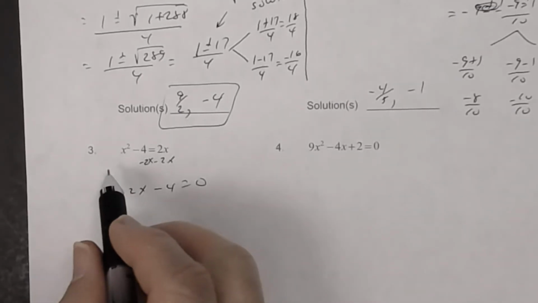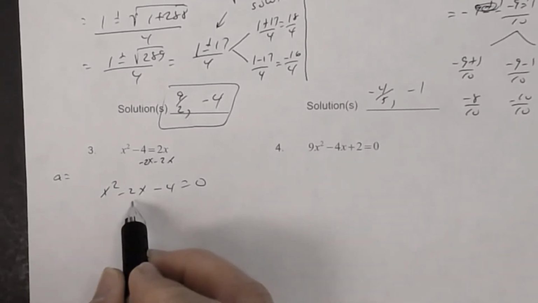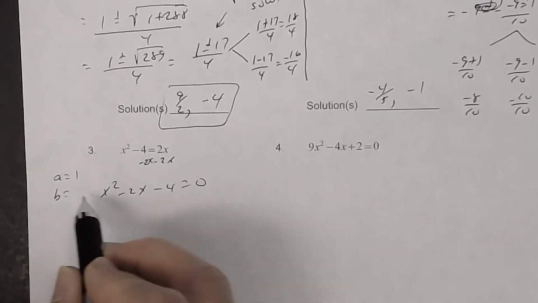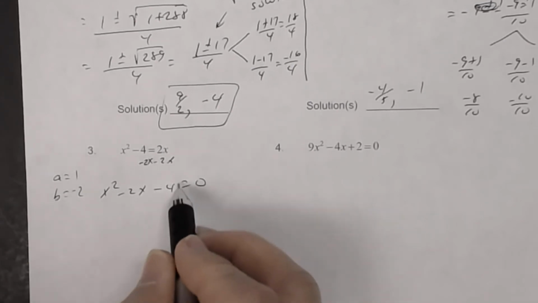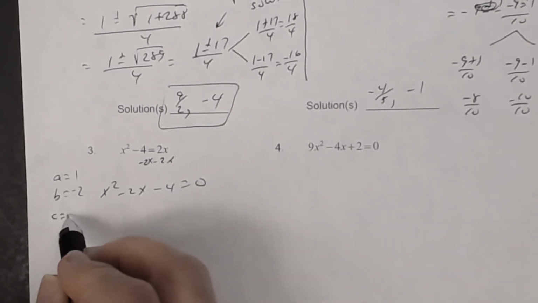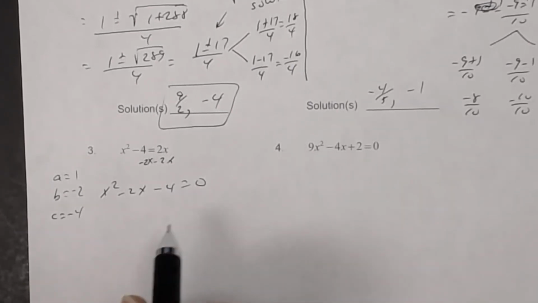All right, now notice that A is going to be 1. B is going to be, remember, B is the coefficient of x, so that's negative 2. And C is your constant, so that's negative 4. Okay, let's put it into the quadratic formula.